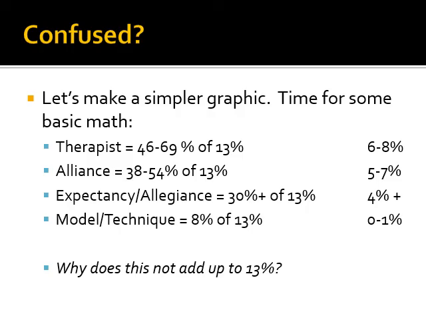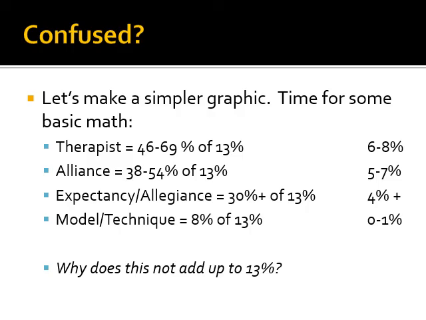Expectancy and allegiance is 30% or more of 13%, and that represents about 4% or more of the reason why change occurs. And model or technique, 8% of 13%, represents, and get this, 0 to 1% of the reason why change occurs. In other words, whether you choose CBT or psychodynamic therapy or solution-focused or person-centered, really doesn't matter. 0 to 1% impact compared to everything else we've talked about, but especially the client.